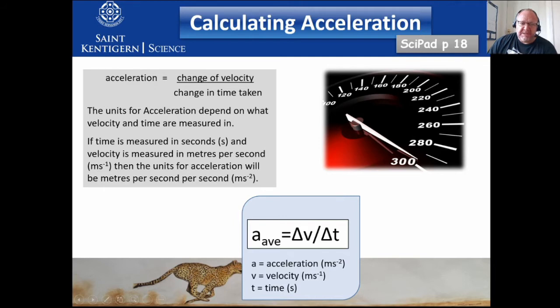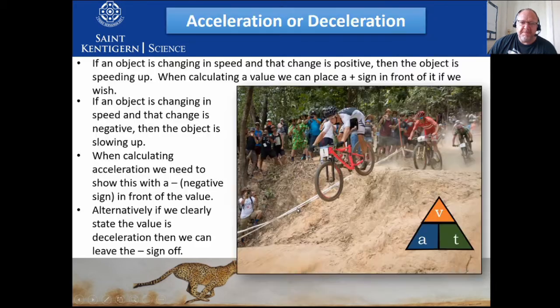Alright, so acceleration is the change of velocity over the time it took. So in other words, a change in time. And that's what this delta means. We talked about that in the previous lesson as well. So a change in velocity over a change in time. Now, if an object is changing speed, and that change is positive, in other words, it's speeding up, we put a plus sign in front of it. If an object is changing speed and it's negative, in other words, slowing down, then you put a negative sign in front of it. Okay, so acceleration is always positive.